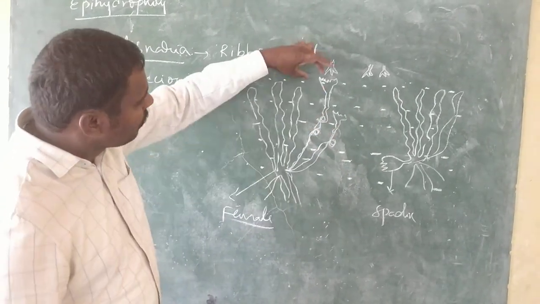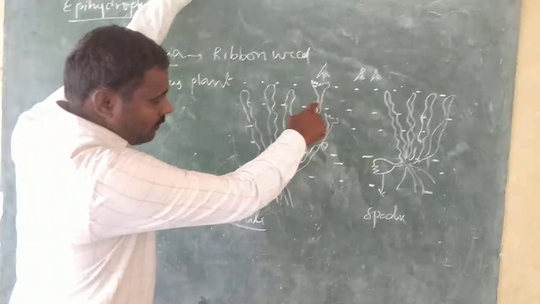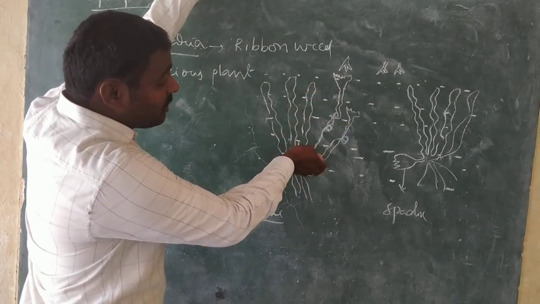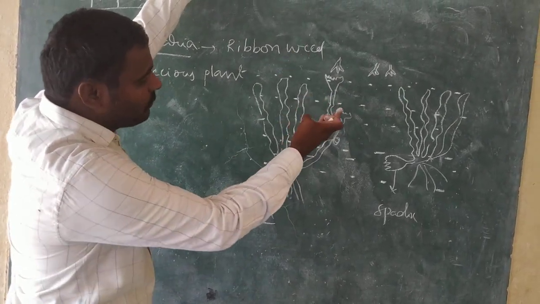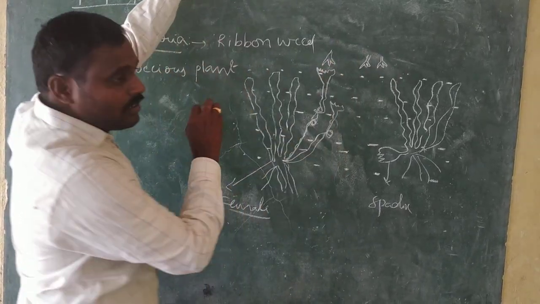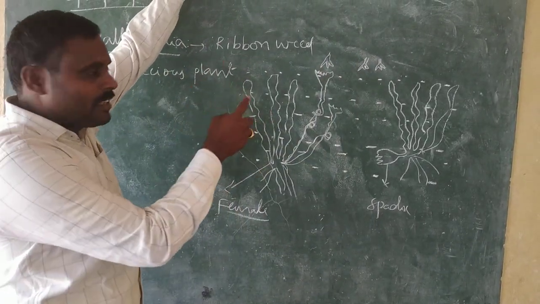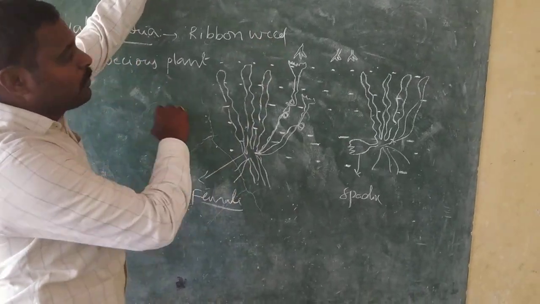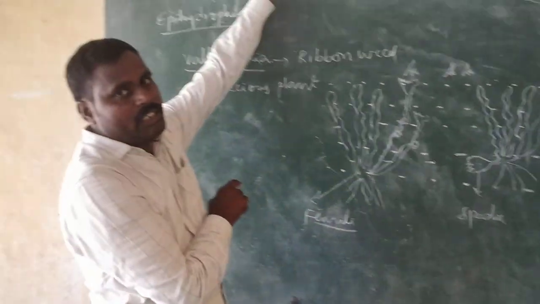As a result, the stigma is extended on the surface of the water. Due to wind current, male flowers come into contact with the stigma of the female flower. As a result, it transfers the mass of pollen grains, which facilitates pollination.